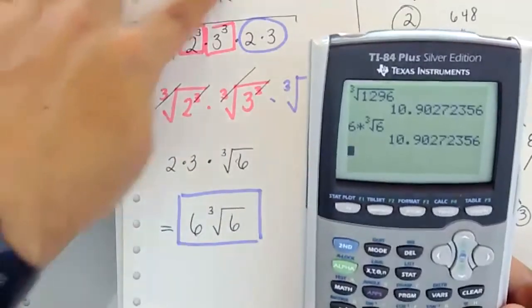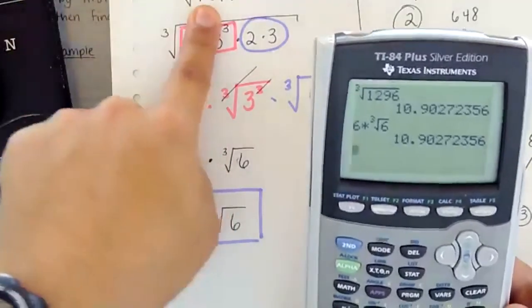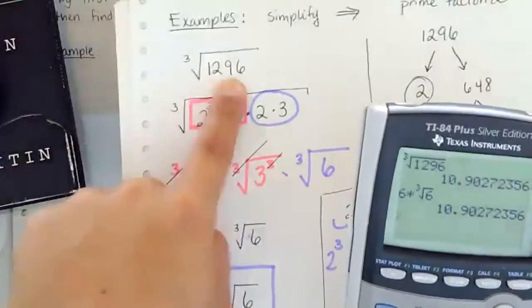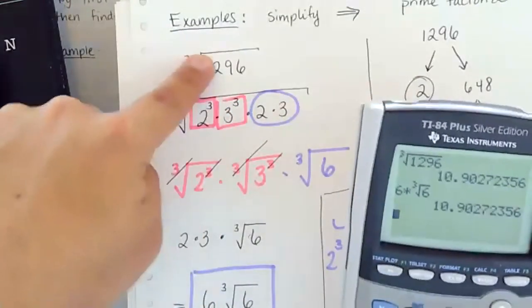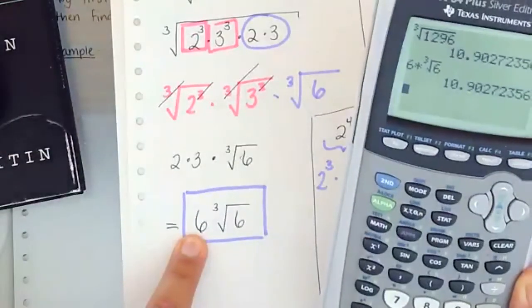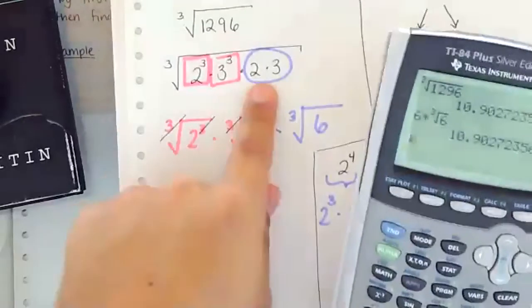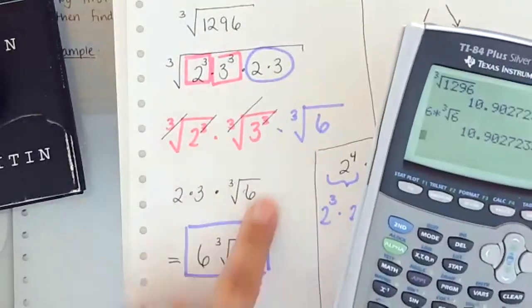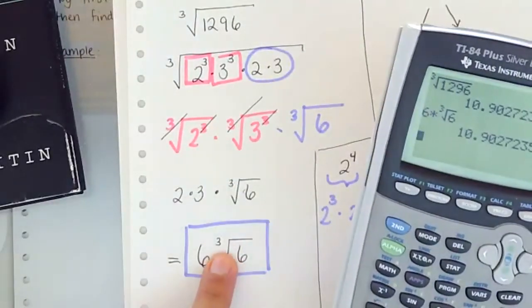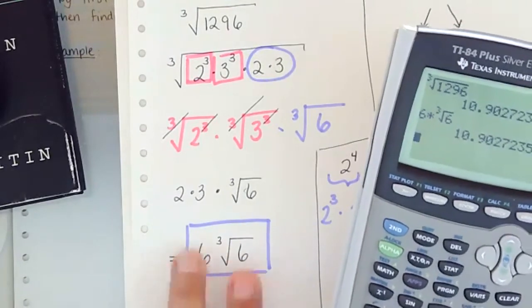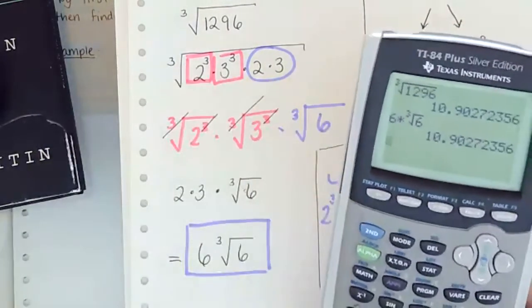So this number that's inside the radical is really large, so part of it could be simplified to the 6. And then the part that was left over inside the radical, the cube root of 6, when we multiply 6 times the cube root of 6, you get the exact same value.